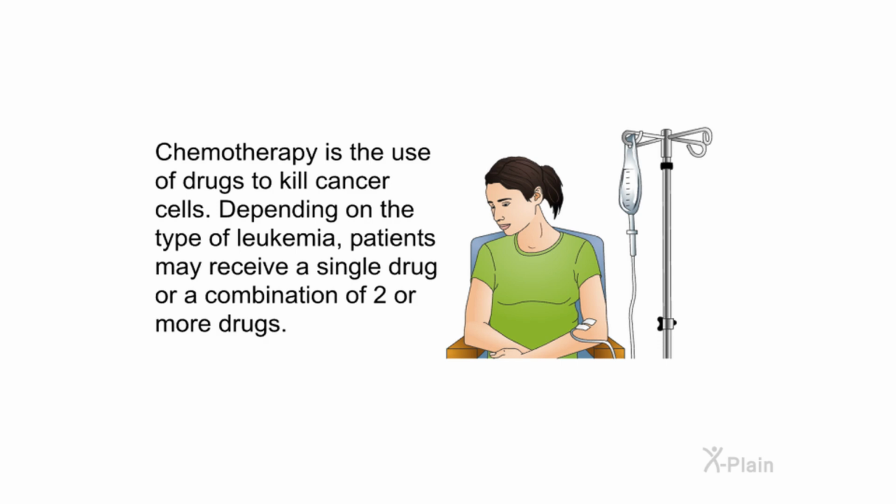Chemotherapy. Chemotherapy is the use of drugs to kill cancer cells. Depending on the type of leukemia, patients may receive a single drug or a combination of 2 or more drugs.